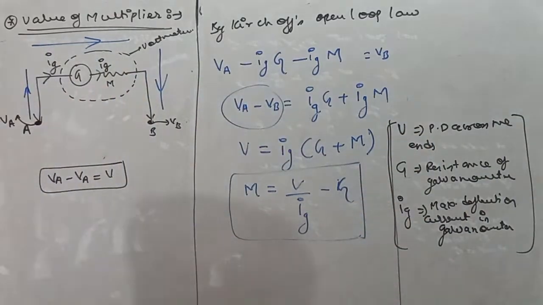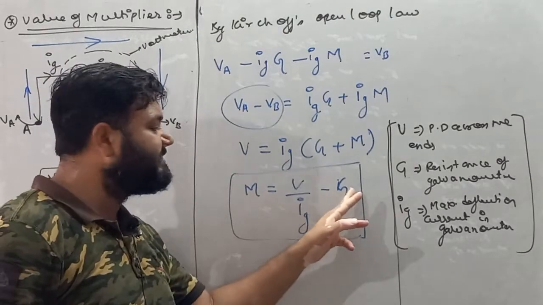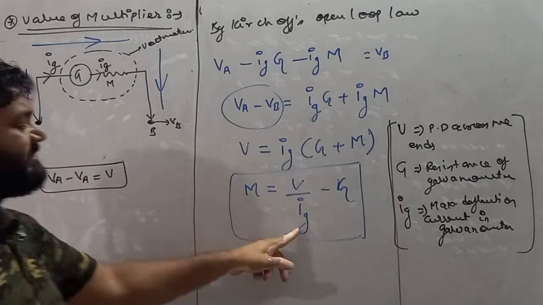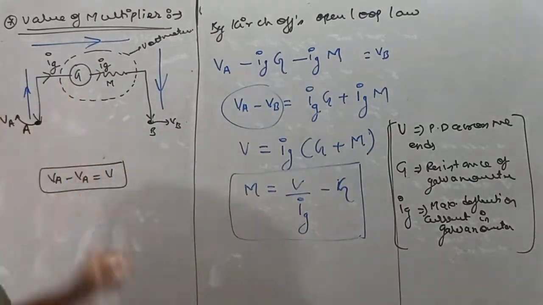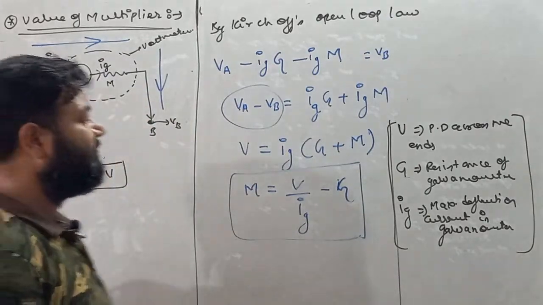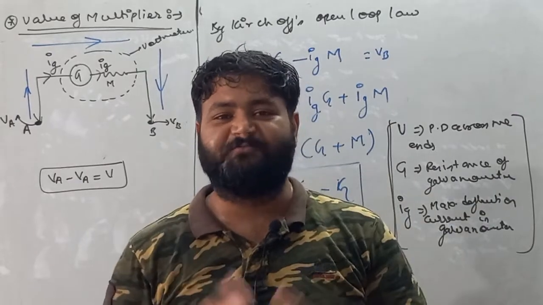So this is the value of multiplier. It is V by Ig minus G, where V is the potential across the ends, Ig is the maximum deflection current of the galvanometer, and G is the resistance of the galvanometer. So this is, my dear student, all about voltmeter.